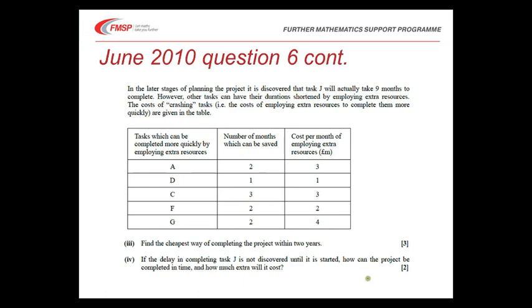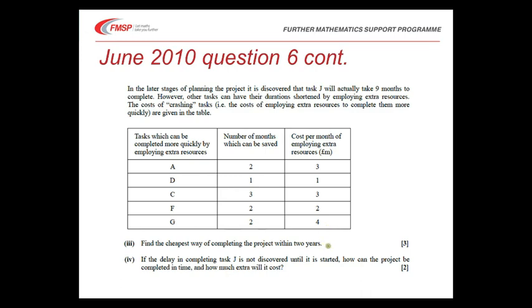In the second part of the question, you're then asked to look at what happens when the criteria change. So here we're told that in the later stages of planning the project, task J will take 9 months to complete. However, other tasks can have their duration shortened by employing extra resources. The cost of crashing these tasks, in other words the cost of employing extra resources to complete them more quickly, you're actually told the meaning of the word crashing here, are given in the table. And so these activities, A, D, C, F and G, can be reduced by up to this many months, and the cost per month of doing that is given in this column here.